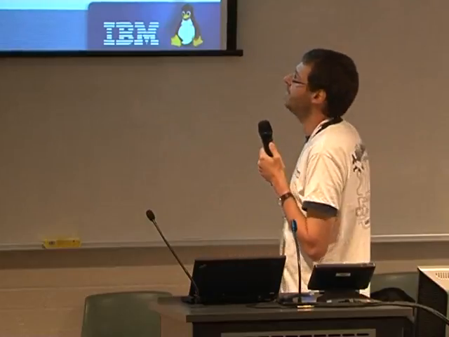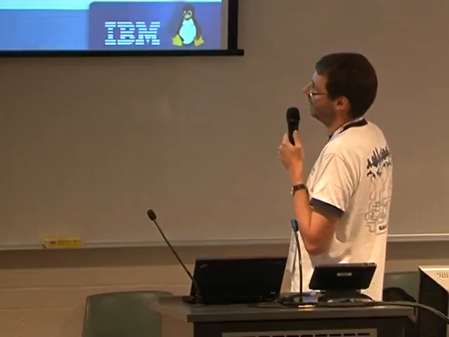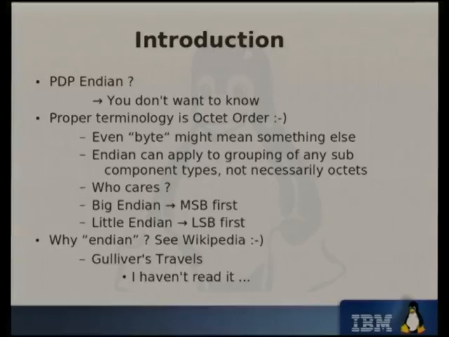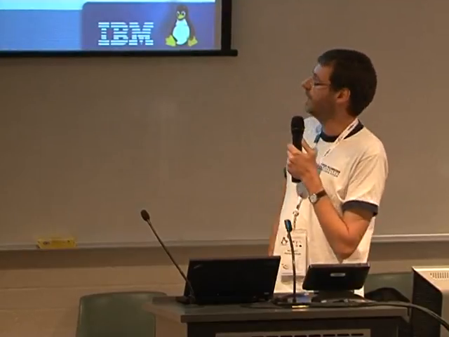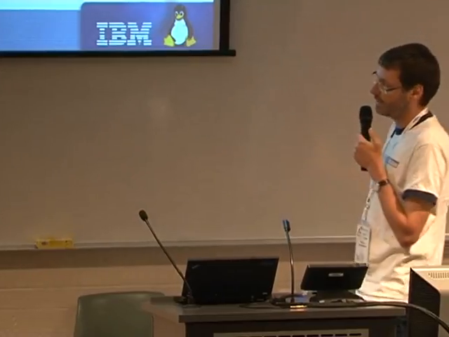There are a few other miscellaneous things here. PDP Endian, don't really want to know about it. Properly, we should probably say octet order. A byte technically doesn't have to be 8 bits, and Endianness could represent the order of subgroups within a group of more than just bytes. But for all intents and purposes here, we're talking about 8-bit bytes, and essentially we're talking about byte order of octets. So the one thing to remember is Big Endian is MSB first, Little Endian is LSB first.